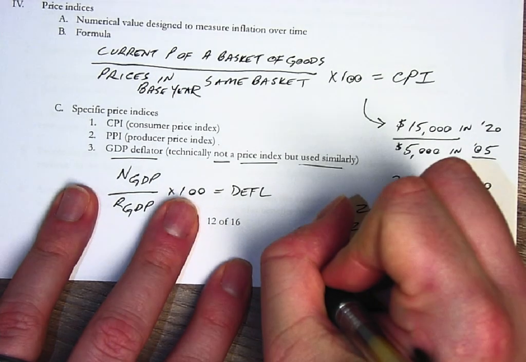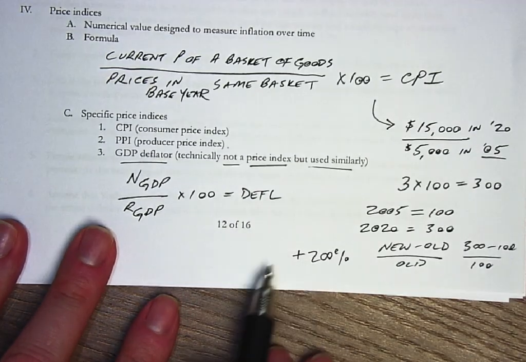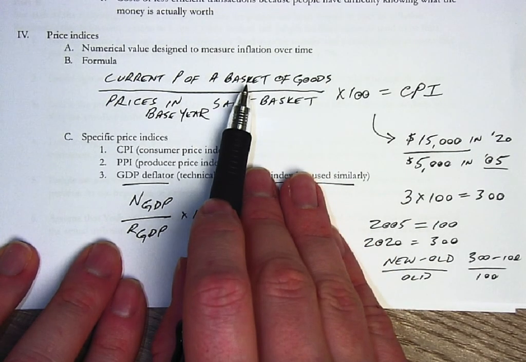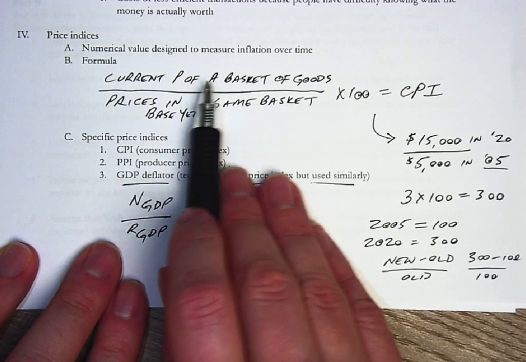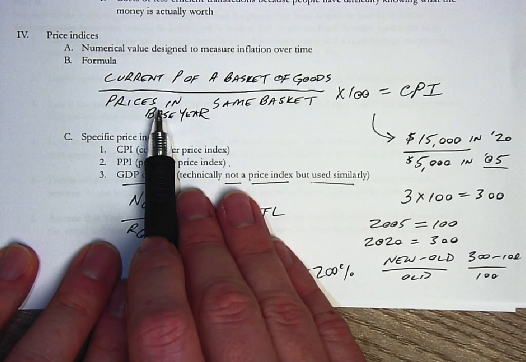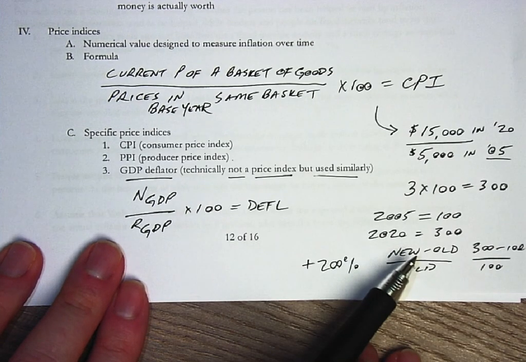It's a positive 200%. Now, I'm making up some numbers here, right? Prices haven't actually risen quite that much since 2005. But that's how we figure out what these things are as a price index. It's just the price of the basket of goods in the current year, over what the exact same stuff in the base year would have cost you, times 100 gives you the CPI. And that allows you to compare from one year to the next.